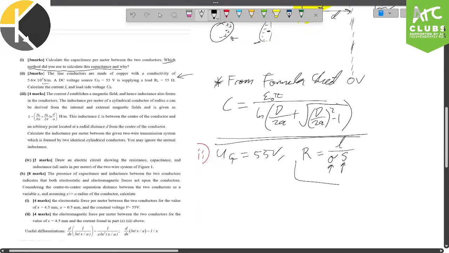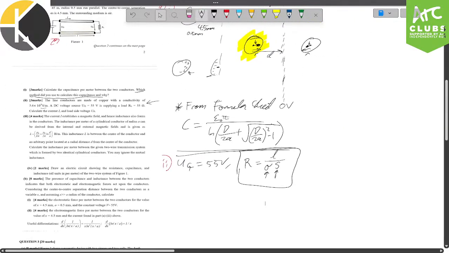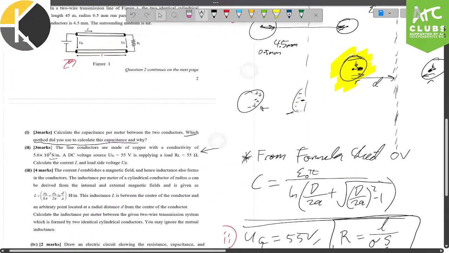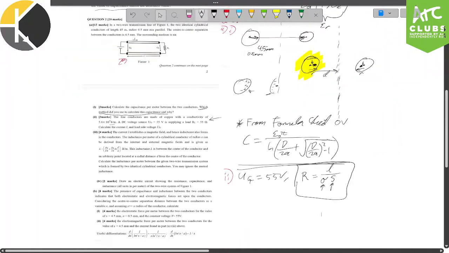So applying this little tidbit of knowledge, we can go ahead and say, using a voltage division, we can determine what UR would be, which is the load side voltage, and we can also determine the current.